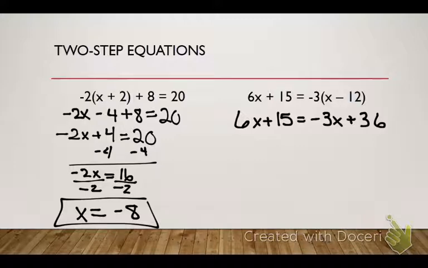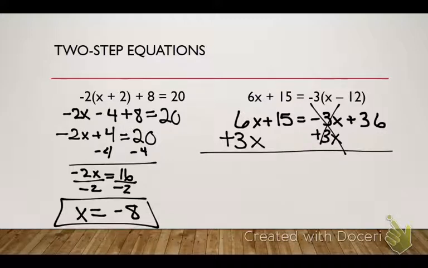Because it's the lowest value. So you add 3x to cancel this. You're trying to move it to the other side. Add 3x here. Now what do you have for your equation?